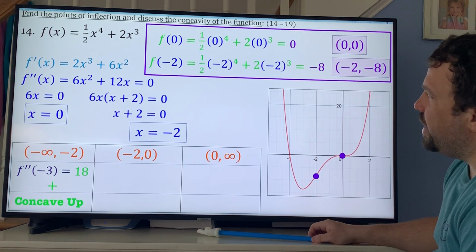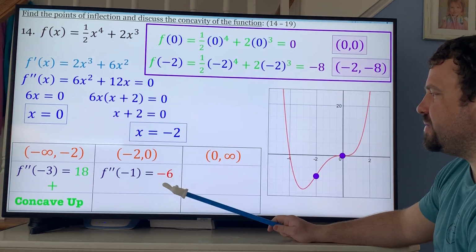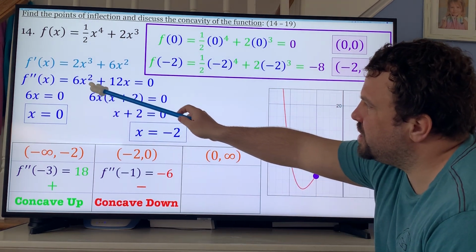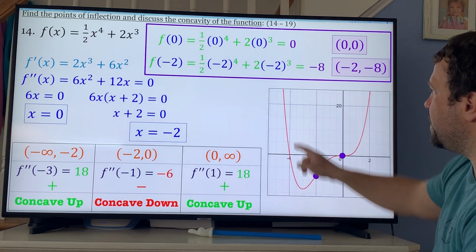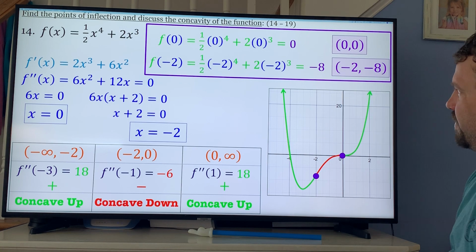And you pick negative 1 right here. 6 minus 12 is negative 6, so concave down. Pick something like 1. You get 6 plus 12 is 18, which is positive, and concave up. Let's look at a graph. Concave up, concave down, concave up.